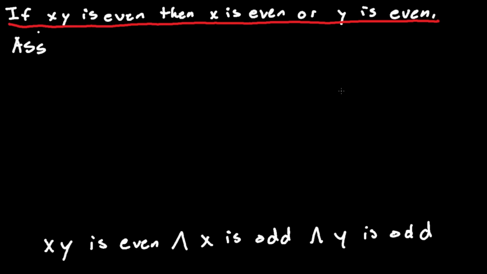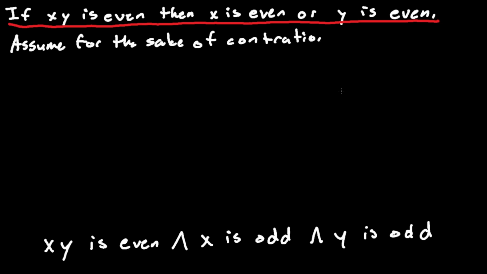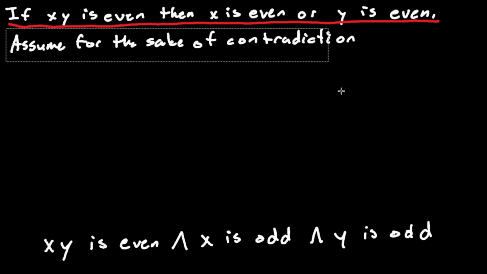Assume, let's write this down smaller. Assume, for the sake of contradiction, that's how you spell it, contradiction. Let's actually move this down because I need to write something above this. Assume for the sake of contradiction.